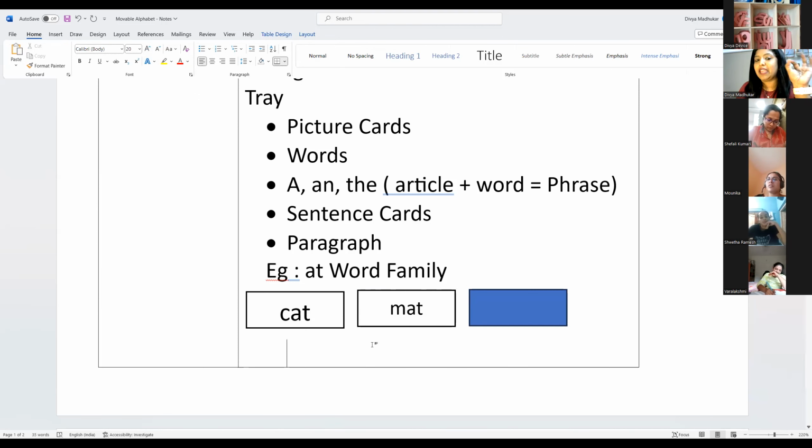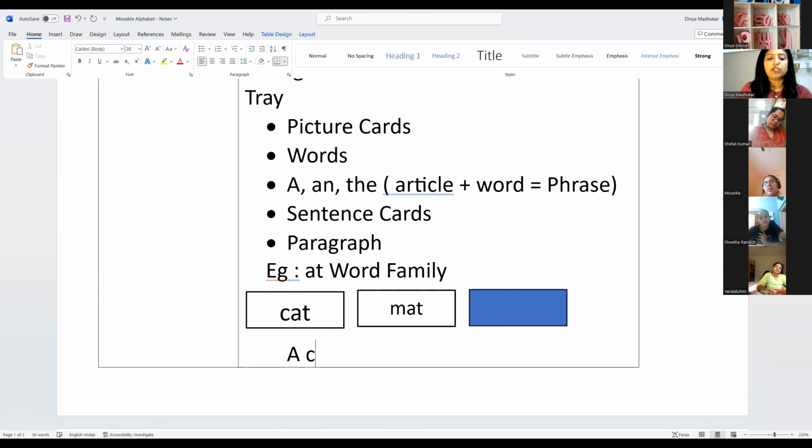Similarly, I can also give a picture of a cat. I can also have a picture of a mat. Or if I have a tiny miniature object, I can also bring that particular object. And I can show it and I can construct it. So these would be your prepared exercises.